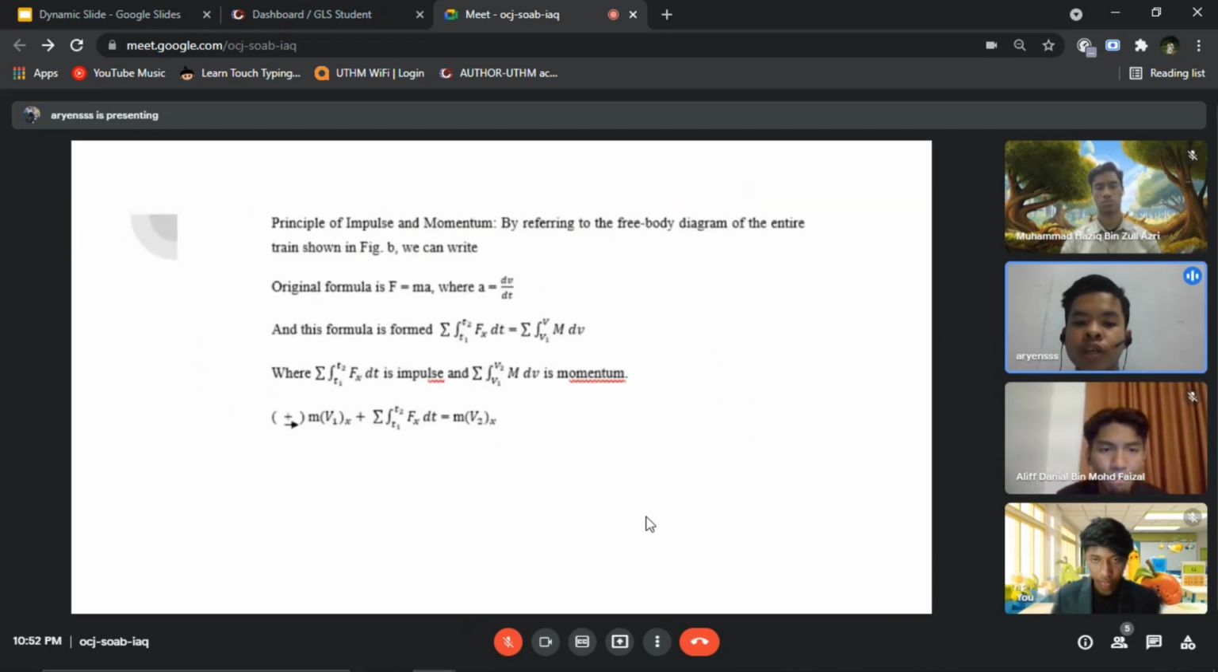By referring to the free body diagram of the entire train shown in figure B, we can write the original formula as F equal to ma, where a equal to dv over dt. This formula comes from the integral of F dt with respect to time equal to the integral of m dv with respect to velocity. The formula used to solve the calculation, using the x-axis, is mv1x plus the integral of F dt with respect to time equal to mv2x.